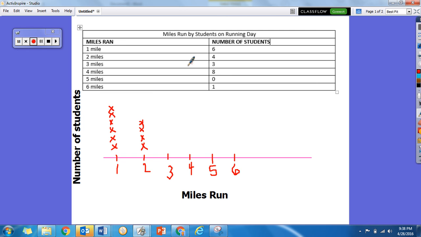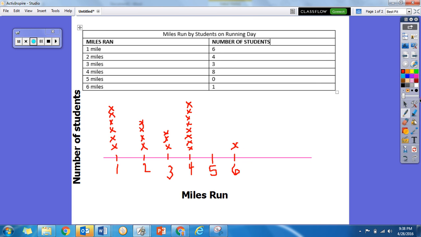For 3 miles, we had 3 students: 1, 2, and 3. For 4 miles, we had 8 students. Goodness. 1, 2, 3, 4, 5, 6, 7, and 8. For 5 miles, we had 0 students, and for 6 miles, we had 1 student.